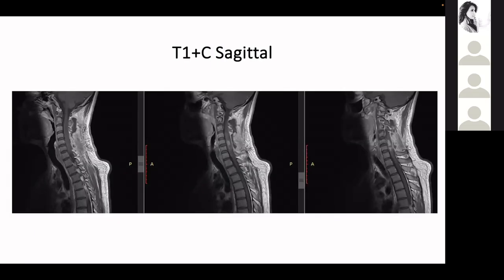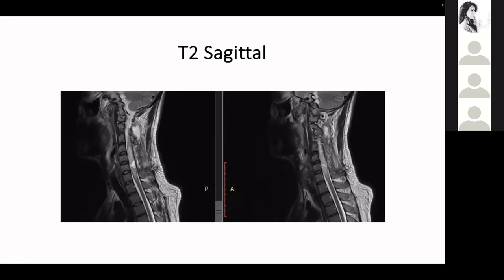This is post-contrast again. The enhancing area is the residual tumor, with some improvement in enhancement, as decompression has also been performed. Next. On T2 sagittal, we can appreciate that there is significant improvement in cord expansion and a bit of improvement in edema. However, the extent remains the same, and the lesion appears heterogeneously hyperintense. Next.